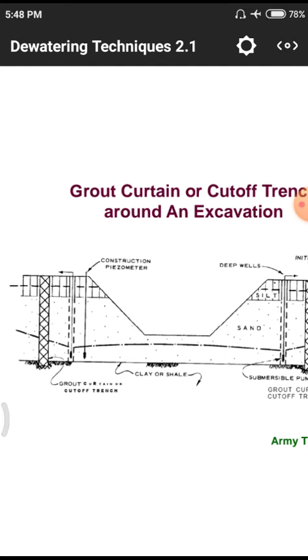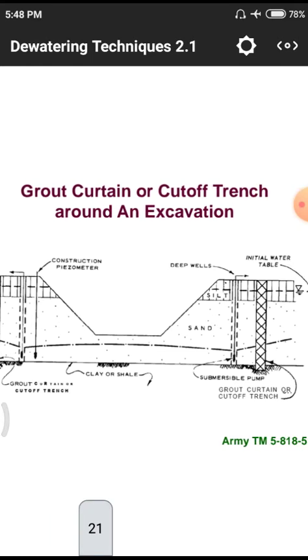Next one we are having piezometers. Normally piezometers are used to measure the flow of water in the ground level and other conditions. Normally piezometers are used to measure the water table. These piezometers are normally available in the fluid mechanics labs and others. After that we are constructing different walls to control the entrainment of the particular groundwater. These are the different techniques, grout curtain or cut off trench around the excavation.